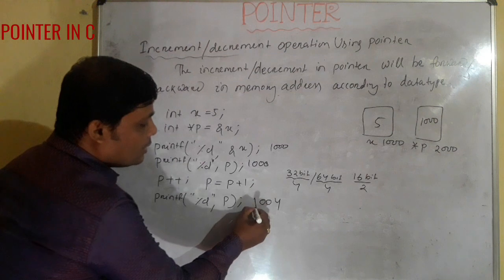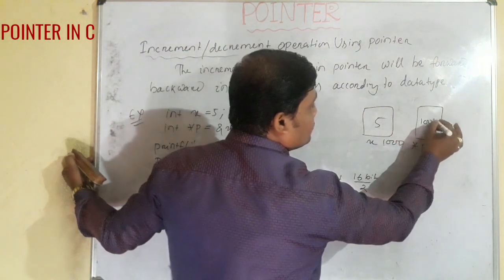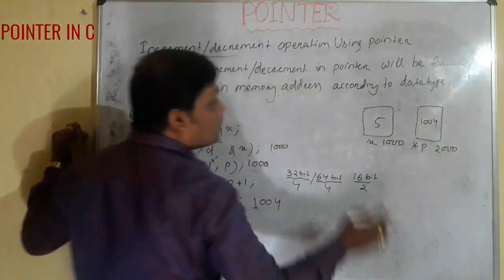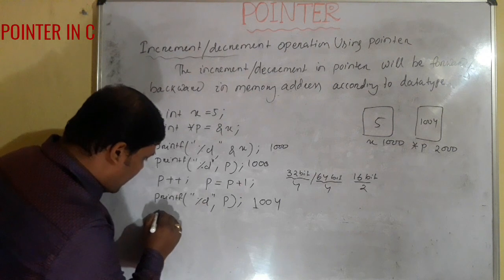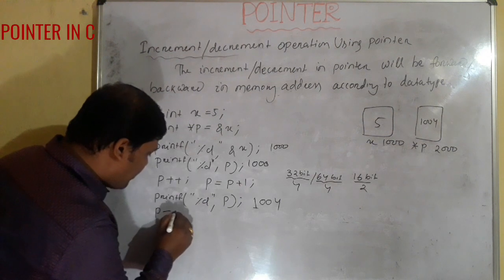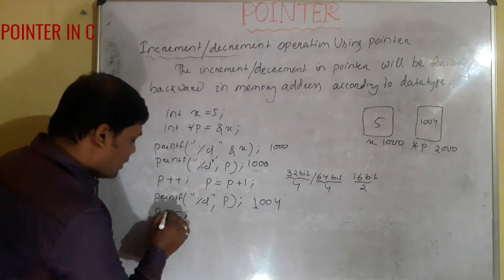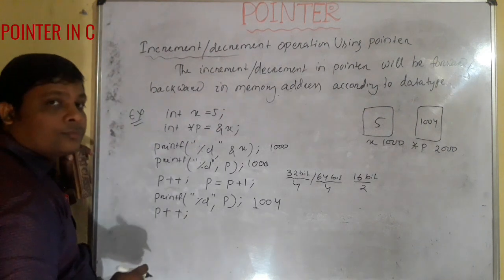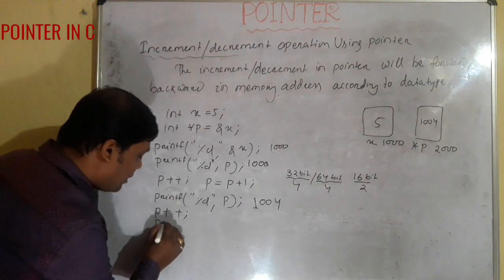Instead of 1000, it will be 1004. Now it will point to the 1004 location. Now, suppose I am again writing p plus plus. Another time I am doing p plus plus. Again I am printing.